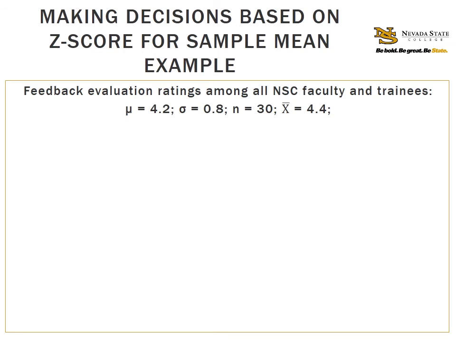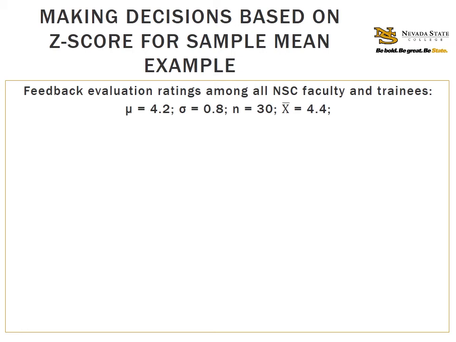Now let's look at an example where we still have the same population and sample mean. We still have a 0.2 point difference in feedback evaluation ratings between the population and the faculty who received the training. But now we have a larger standard deviation in our population. The spread of those ratings is larger. So now we know that roughly most people get between a 3.4 and a 5 in the population. So 4.2 plus or minus 0.8. So a pretty huge spread of scores in the population for feedback evaluation ratings.